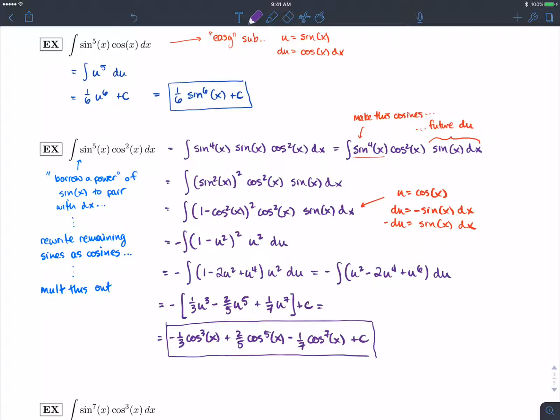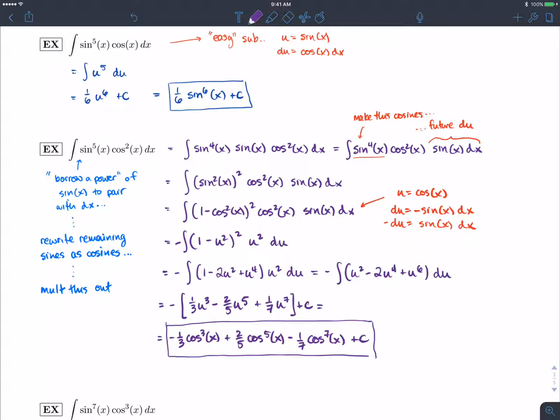So there was a lot in this problem that we should take note of. A lot of these maneuvers are going to repeat themselves throughout these examples. This idea of looking at the powers, borrowing one of the factors of one of the trig functions to pair with dx, using those trig identities, and then multiplying out to make it something that we can do u sub with and integrate it. Now, there's one tip that I can give you here.